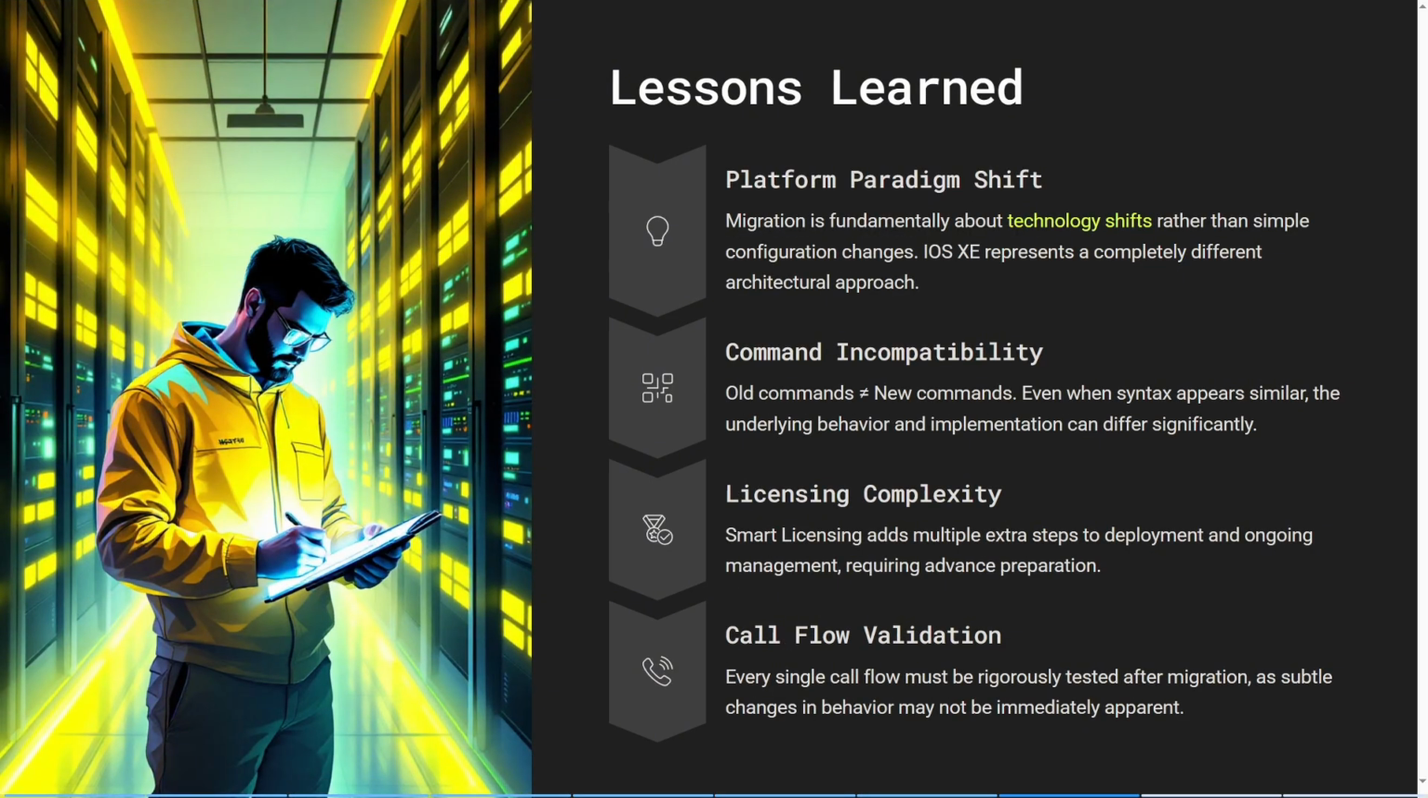What I learned is that a cube migration is fundamentally about technology shifts rather than simple configuration changes. iOS XE represents a completely different architectural approach. The old commands do not equal the new commands. Even when syntax appears similar, the underlying behavior and implementation can differ significantly. Smart licensing adds multiple extra steps to deployment and ongoing management, requiring advanced preparation. Every single call flow must be rigorously tested after migration, as subtle changes in behavior may not immediately become apparent.